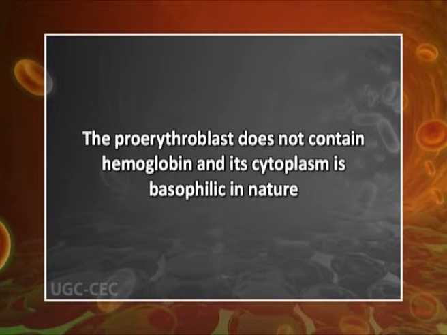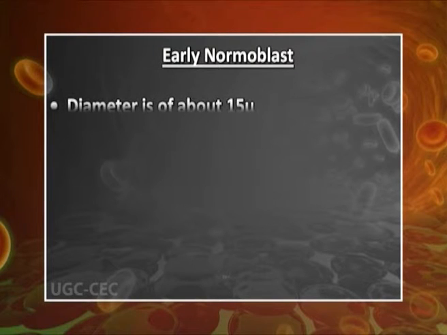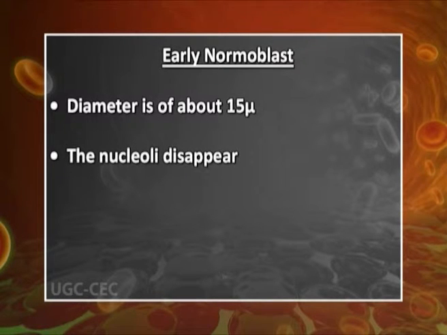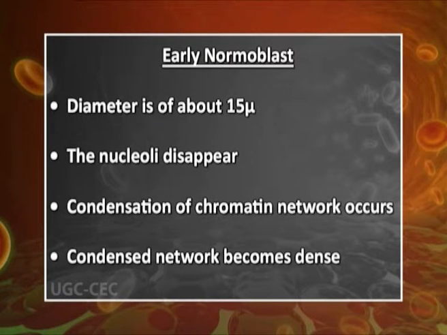The cytoplasm is basophilic in nature. The pro-erythroblast multiplies several times and finally forms the cell of the next stage, called early normoblast. Early normoblast is the second stage. It's smaller, with a diameter of about 15 micron. In the nucleus, the nucleoli disappear. Condensation of the chromatin network occurs. The condensed network becomes dense, so this cell is also called basophilic erythroblast.